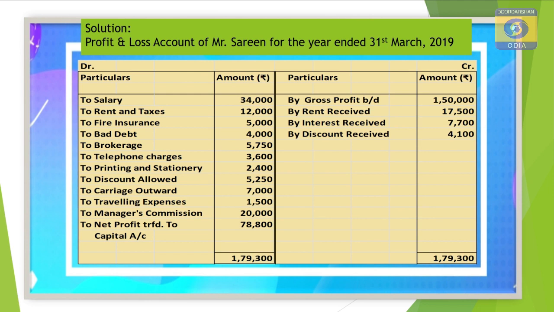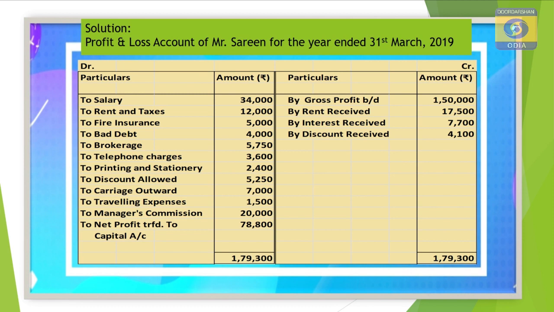Next let us talk about brokerage paid. Brokerage paid is again an indirect expense because some amount of brokerage has been paid to the agent. Next item is telephone charges, which is also an item of indirect expense. Printing and stationery as well, that is also an item of indirect expense. Discount allowed, we have allowed discount to our customers, so that is an expense for us.